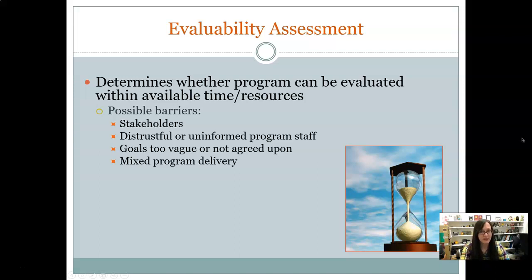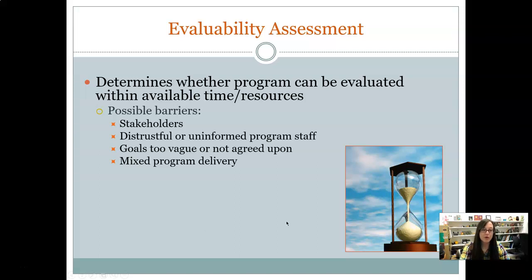Stakeholders can sometimes be a barrier to this, because stakeholders are people who have a vested interest in the program and they want it to succeed. And stakeholders tend to only want good news. They don't care about rigorous evaluation or whether the program is actually having its intended effects, but only whether they look better for doing it. That's often the case. So that can be a possible barrier if that's what your stakeholders are interested in.